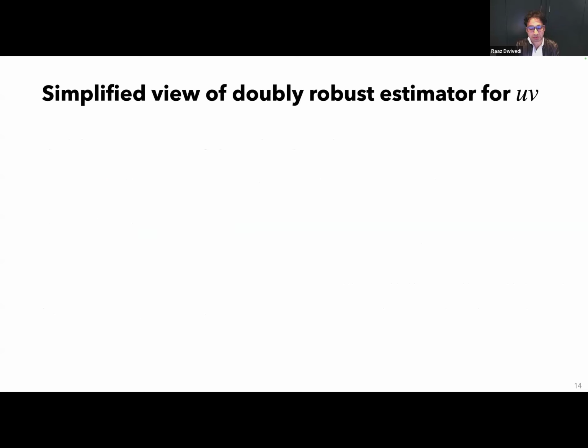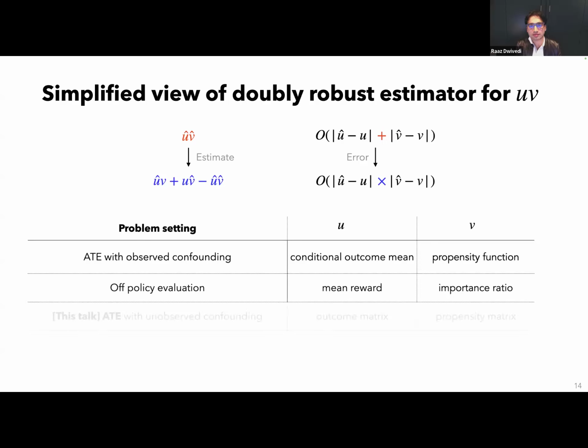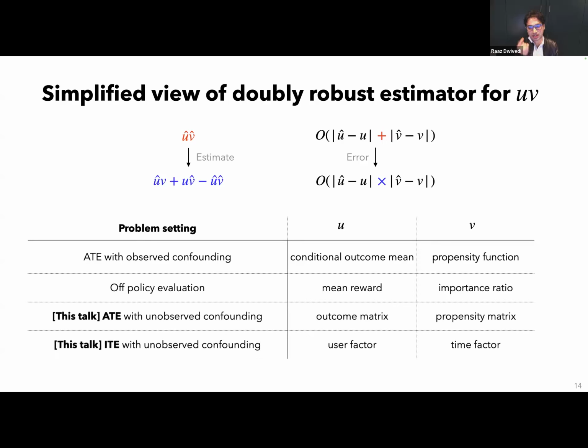So just to put back in perspective of this simplified view: if you go from U hat V hat, you go from the plus to the product if you go to the sum of these three terms. In ATE with observed confounding, this U is the conditional response function and V is the propensity function. In off-policy evaluation, this is the mean reward, this is the importance ratio. For the two parts of the talk, U would be the outcome matrix, V would be something related with the propensity matrix. And for the ITE, the second part of the talk, U will be like the user factor and V will be the time factor. Okay, so this is the main takeaway of the slide, the talk. Now we'll instantiate it and add more color to it.